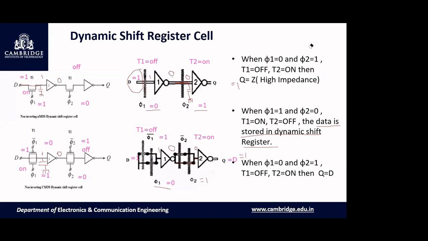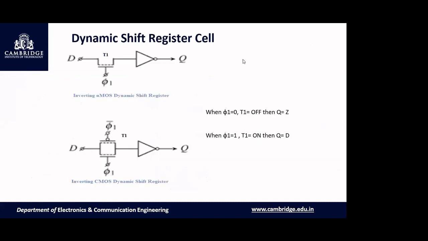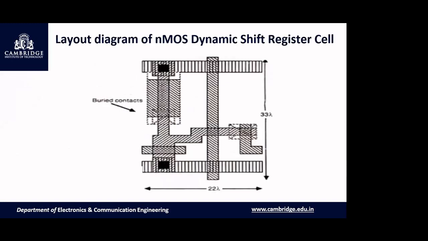So now you understood how the inverting NMOS and CMOS dynamic shift register works, and how the non-inverting NMOS and CMOS dynamic shift register works. Right? This can store 1 bit of information. Either 0 or 1 can be stored in this memory element.